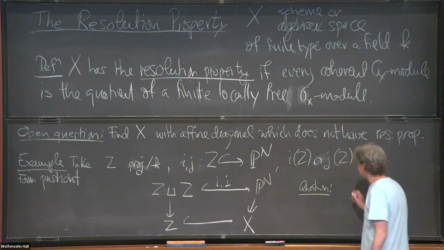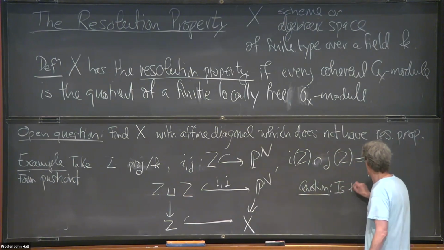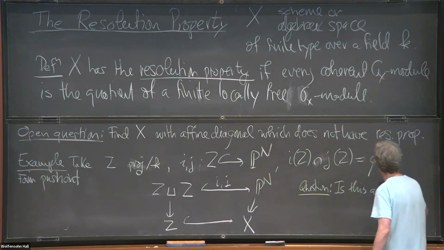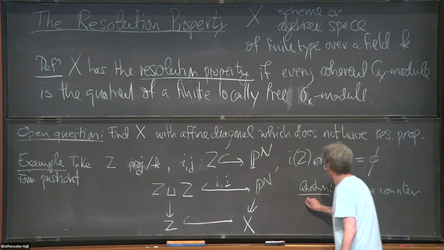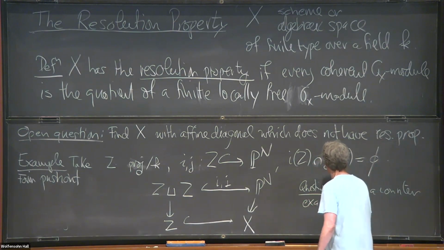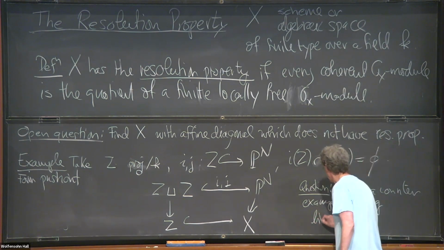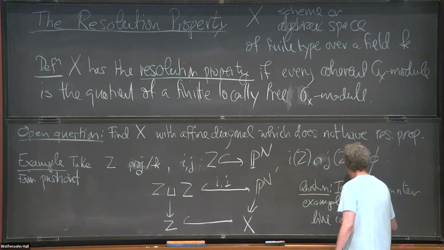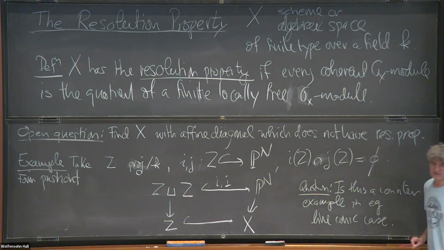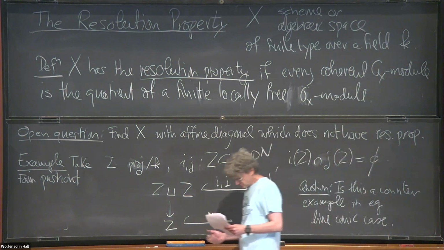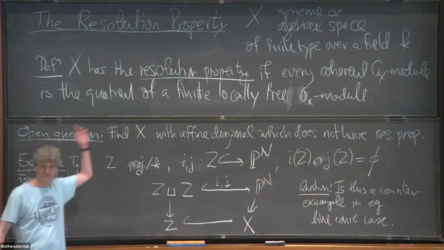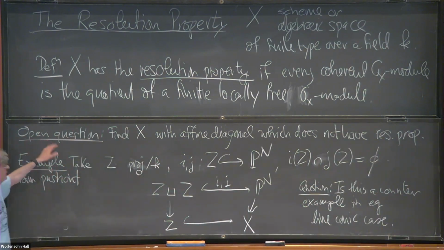Okay. And the question that I wanted to answer is, is this a kind of example? In e.g., the line conic case, right? Is it finite type? Yeah, it is. Yeah, it's one of the X's from before. And it's a scheme, not an algebraic space.